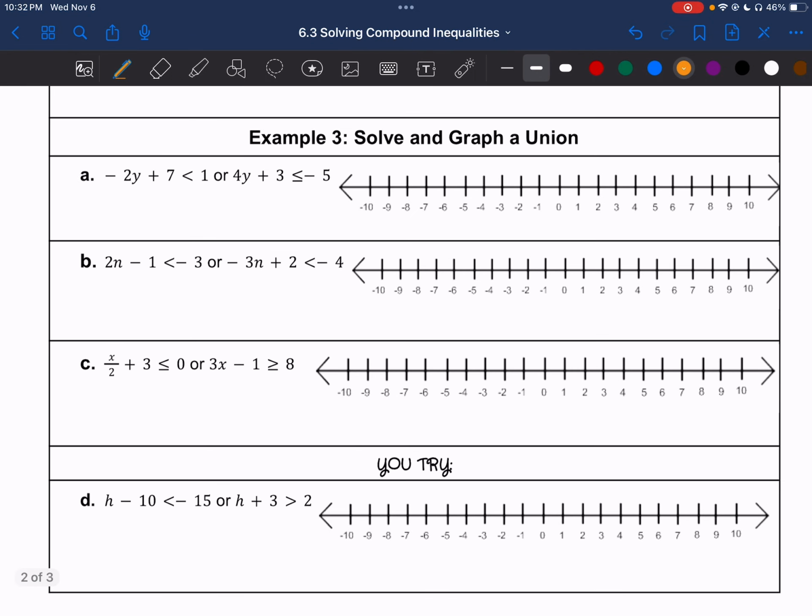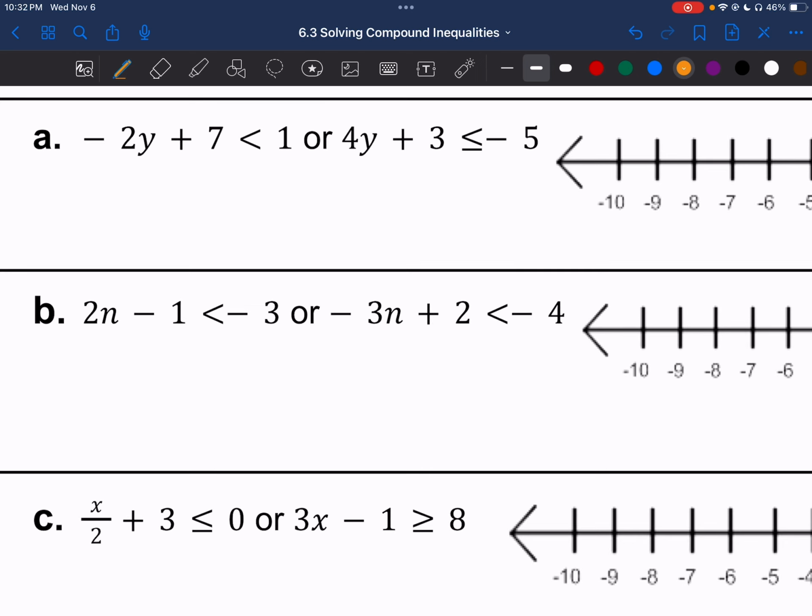All right, example 3, solve and graph a union. So now we're going to be solving these OR inequalities. So this means we're going to have two separate inequalities that we're going to solve and we're going to graph. So we have negative 2y plus 7 is less than 1. So we're going to start by subtracting 7. And we get negative 2y is less than negative 6.